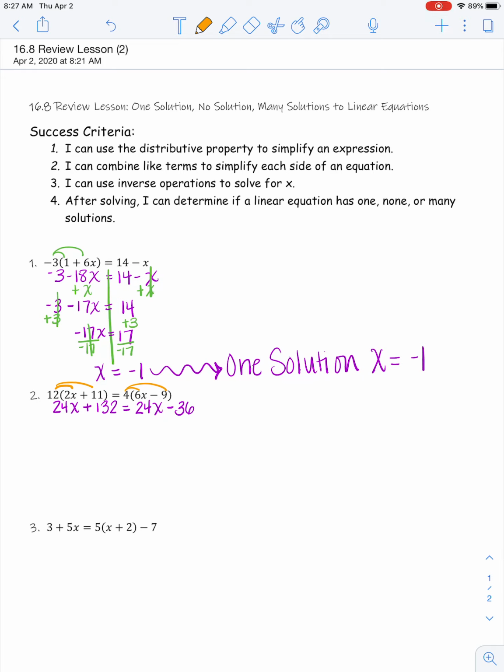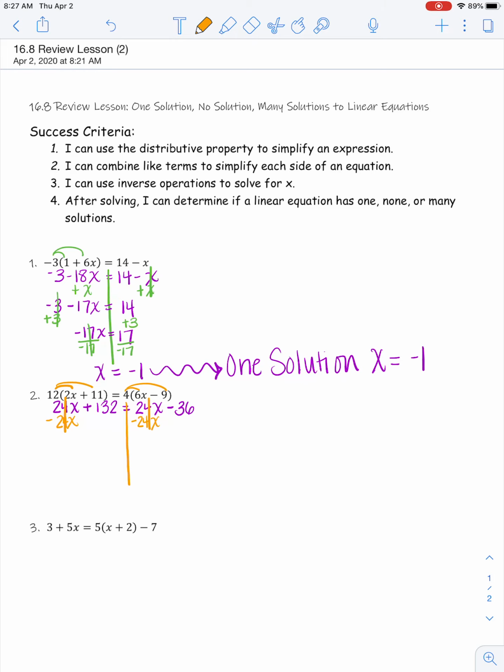My second success criteria, can I combine anything on the left side or the right side? And I can't, I don't have any like terms on either side of the equation. So I'm going to move to success criteria 3 and start using my inverse operations to solve. Since I'm trying to solve for x, I'm going to get my x's on the same side by subtracting 24x from both sides. Okay, and you'll notice that that cancels out on the right, but not only does it cancel on the right, we also have 24x minus 24x on the left, which also cancels out.